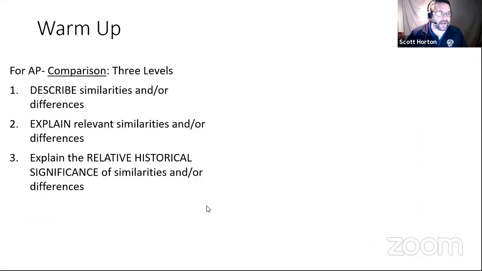Just as a reminder, on the AP exam, there are three levels of comparison, if you want to think of it that way. One way is to describe the similarities or differences between one topic or time period and another. The second is to explain the relevant similarities and or differences. Can you explain why they might be similar or different? And the third level is explaining the relative historical significance of similarities and or differences. What that means is to think about which is the most important versus which is the least important, the historical significance type of question.